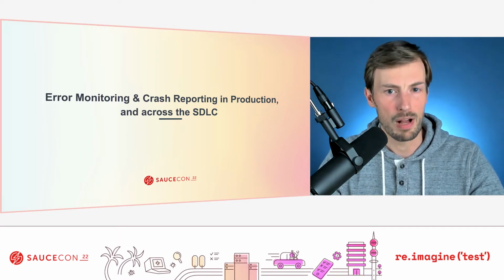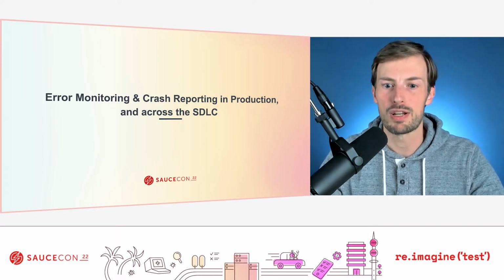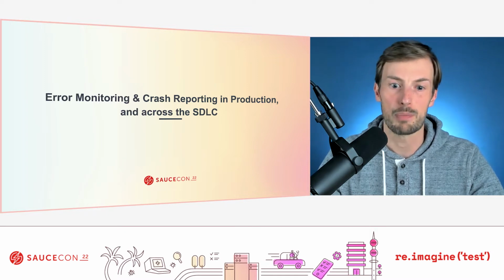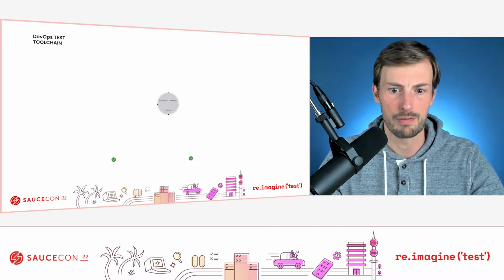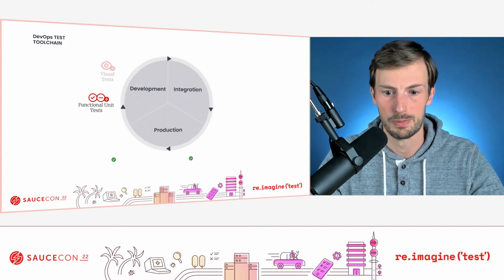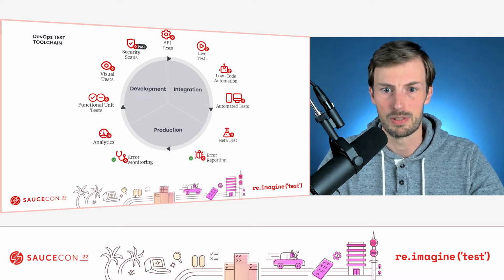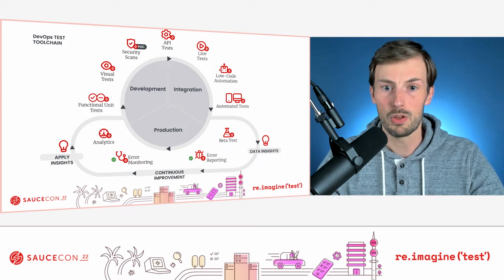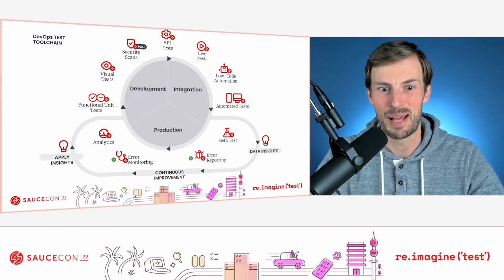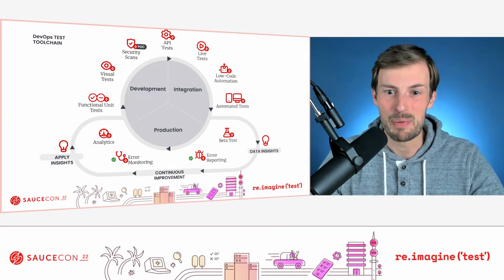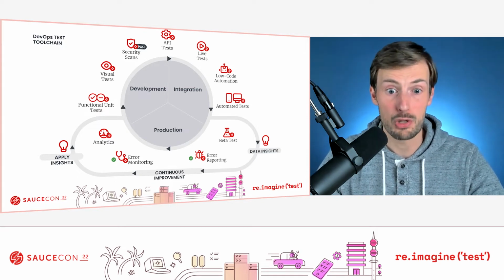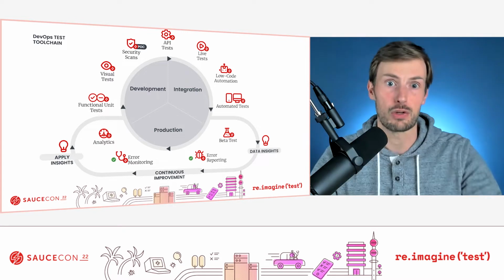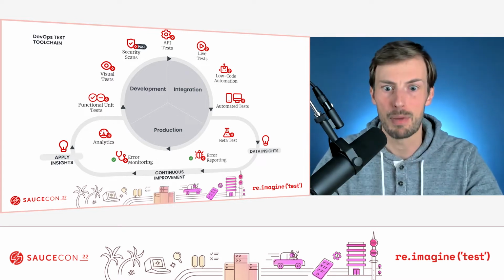In order to talk about this, I want to ground it a little bit more in talking about error monitoring, crash reporting in production, and also across the software delivery lifecycle. Let's wait for this slide to build. Cool. So what we're looking at is obviously an entire software delivery lifecycle. I just said that. And classically, when you're thinking about errors, you're really thinking about that development and integration slice of the pie there.